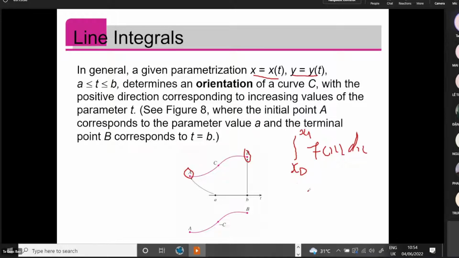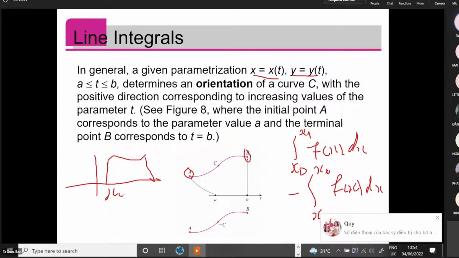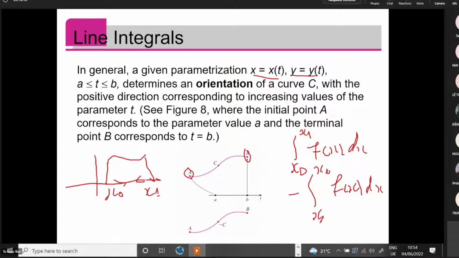Okay, so now when you change, this is the minus integral from x1 to x0 of f(x) dx. Because when we take the integration of f(x) from x0 to x1, the value is for x from x0 to x1. If you take the value from x1 to x0, then the sign is changed.